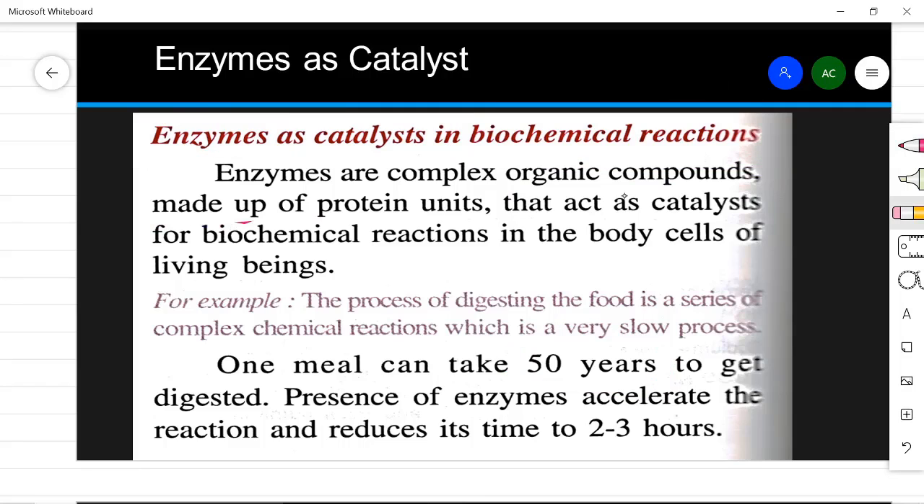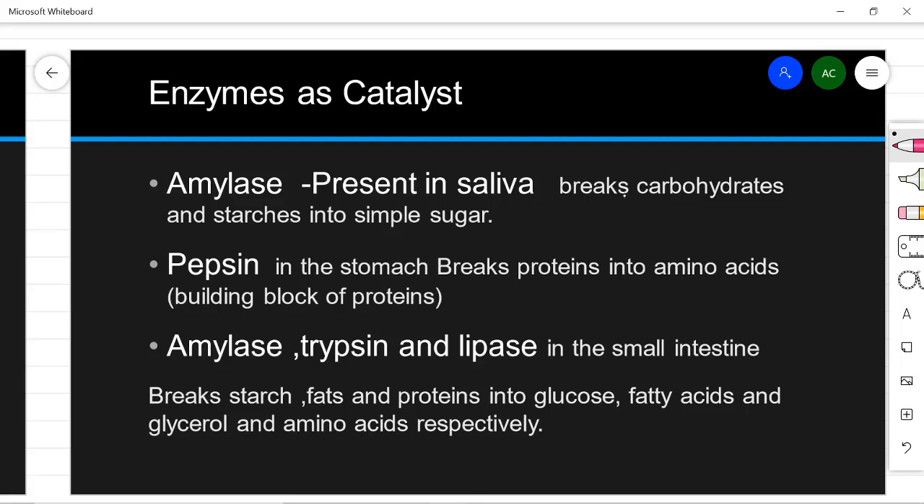Now you have to see the definition. What are enzymes? Enzymes are actually proteins and they act as a catalyst in biochemical reactions, and they are made up of complex organic compounds. Let's see some examples of enzymes, that is, catalysts in our body. First is amylase. Amylase is present in saliva, and what is the function of amylase? It breaks carbohydrates and starch into simple sugar. And why is it broken down? Because we cannot absorb them in this form, so our body can absorb them in simple sugar form. So amylase breaks these big organic compounds like carbohydrates and starch into simple sugars.